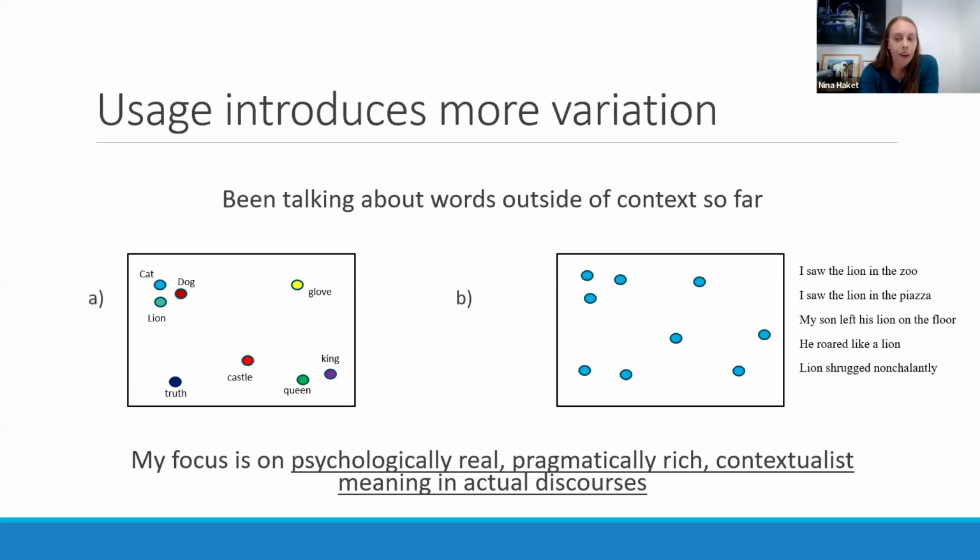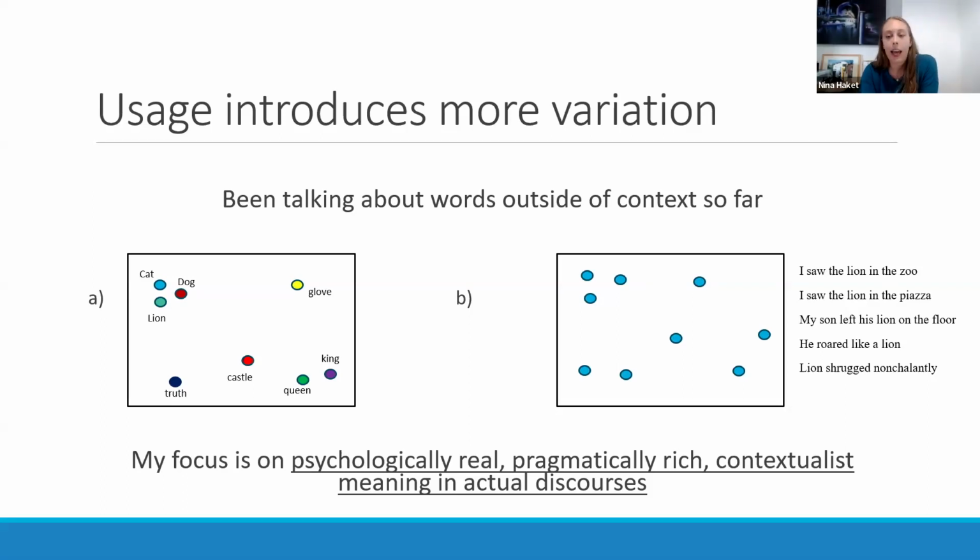However, when we talk about intra-group variation, this is not the kind of variation that we're interested in. Instead, we're interested in this box on the right, where each dot represents different usages of the same word. So say, for example, these dots here align with the sentences I've put just next to them. I saw a lion in the zoo, I saw a lion in the piazza, my son left his lion on the floor, he roared like a lion, and the lion shrugged nonchalantly. All of these, like I said at the very beginning, have slightly different usages of the word lion. Some refer to stone lions, some cuddly toy lions, a metaphorical roaring property, or attributing some kind of human properties to a lion. Each dot represents a different usage of the same word, and some usages are more similar to each other than others. Why does this matter?